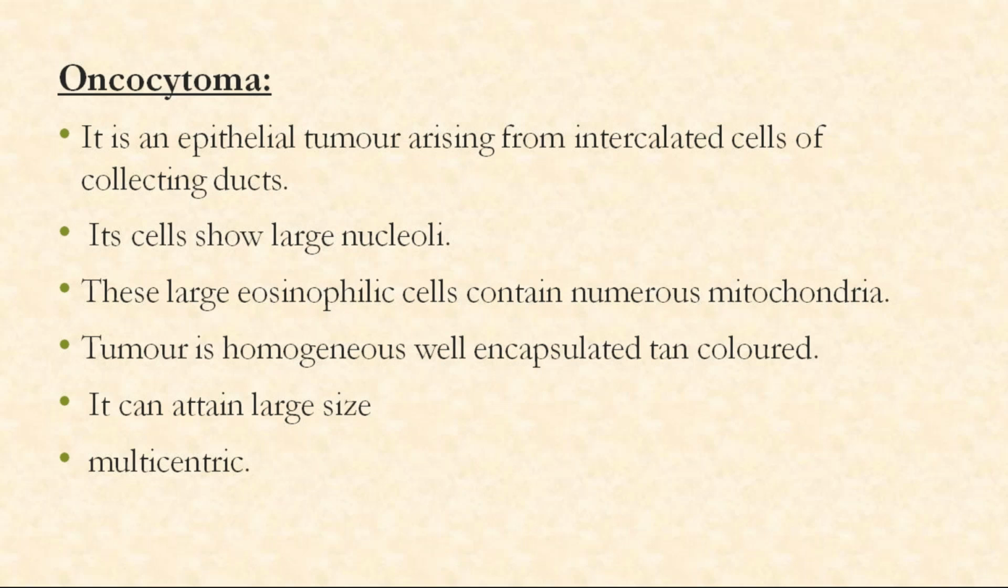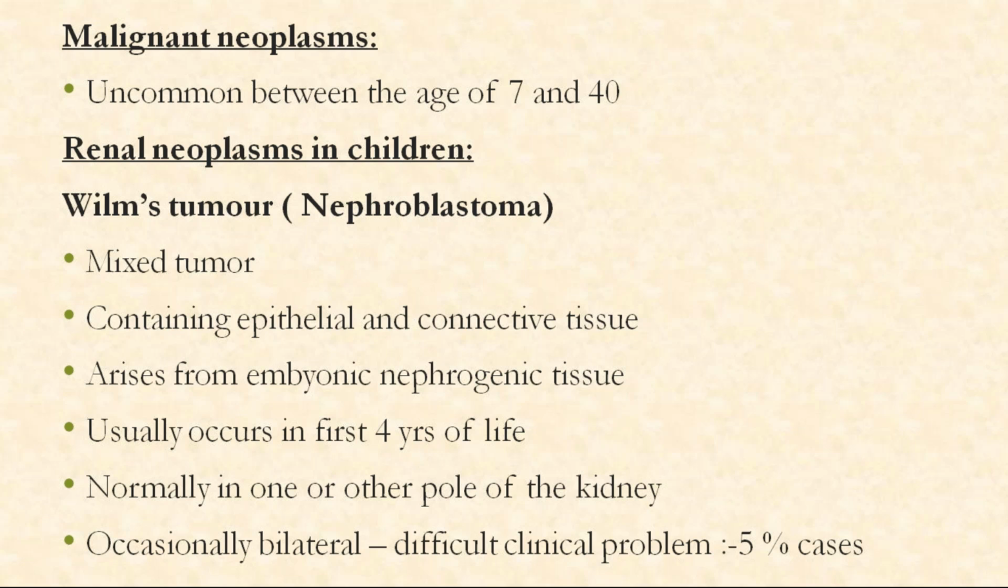Histologically, the cells have large nucleoli and are eosinophilic, containing numerous mitochondria. Usually it is well encapsulated, tan in color, and homogeneous in appearance on cut section. Sometimes it may attain a large size also. It is of multicentric origin. A few points you should know about this oncocytoma. Are you understanding? Yes, sir. Multicentric origin means it may arise in any part of the kidney. So those are the benign tumors.